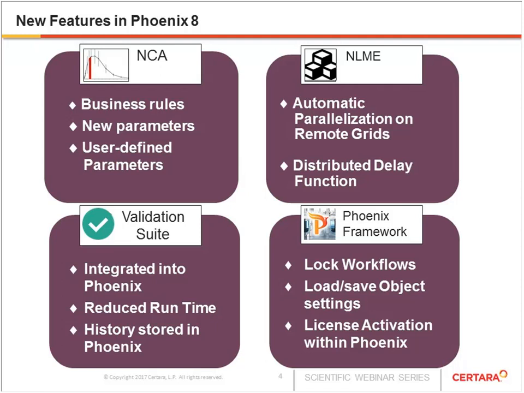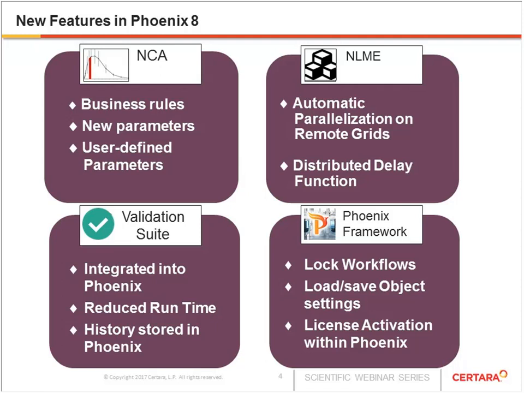The first type is called between model parallelization. So if you have to run 10 models, it will run them all simultaneously in parallel. But we've also allowed for within model parallelization on grids. That means if you have a single estimation run and you want to parallelize that and use 20 or 30 or 50 cores to run that one estimation model, you can do that with NLME in Phoenix 8.